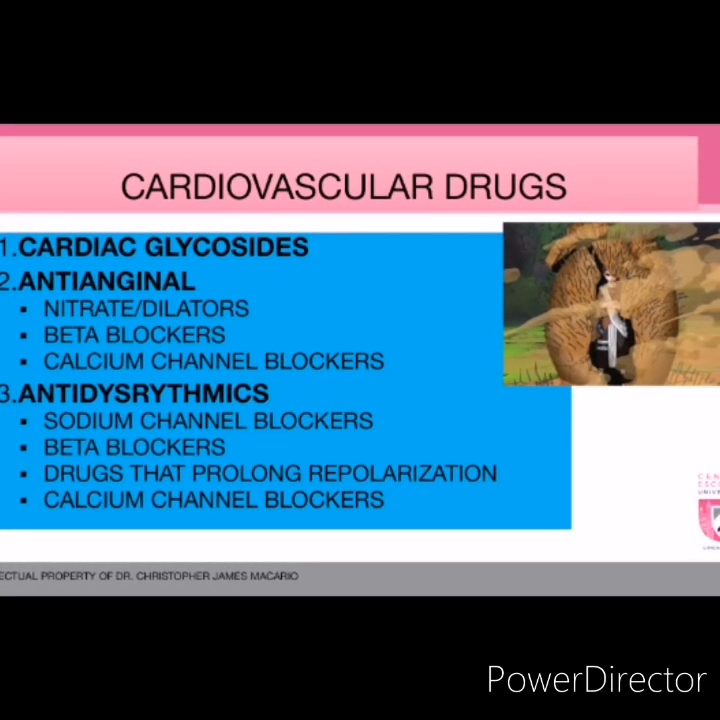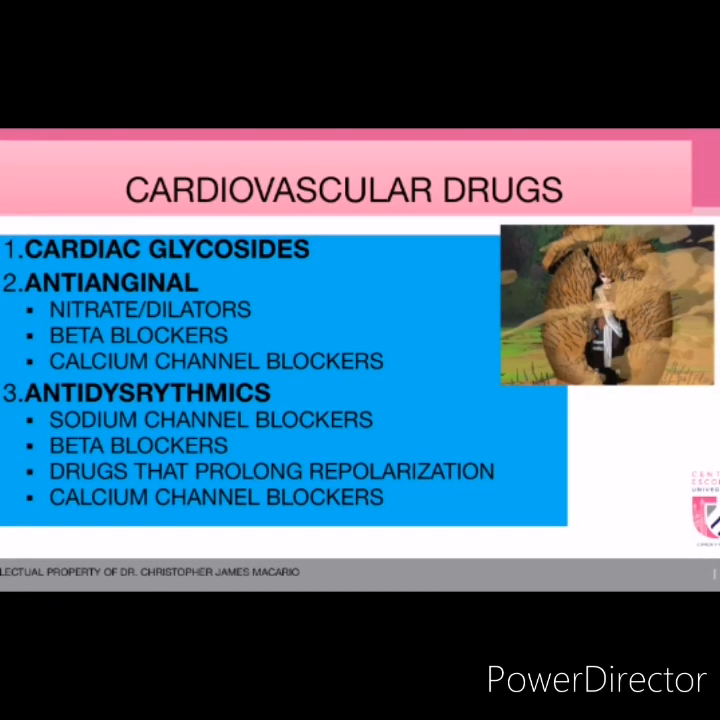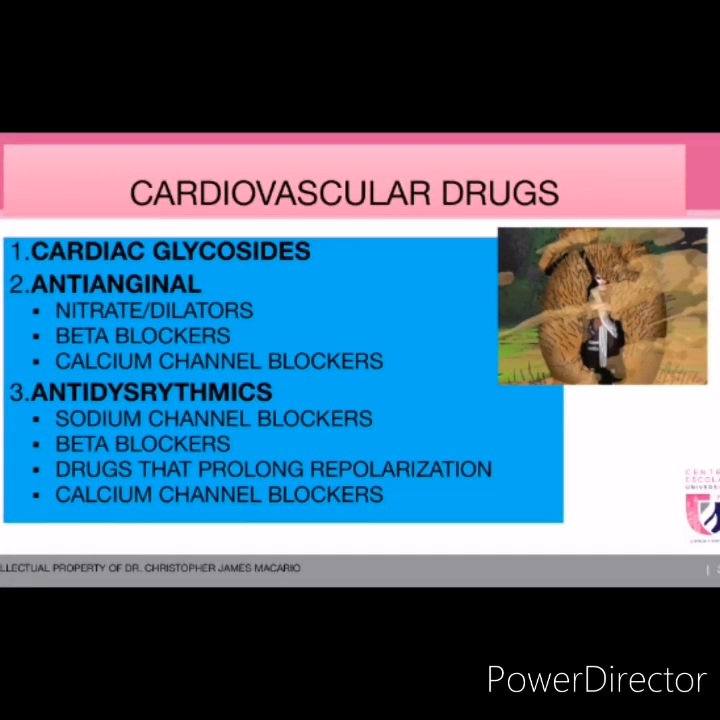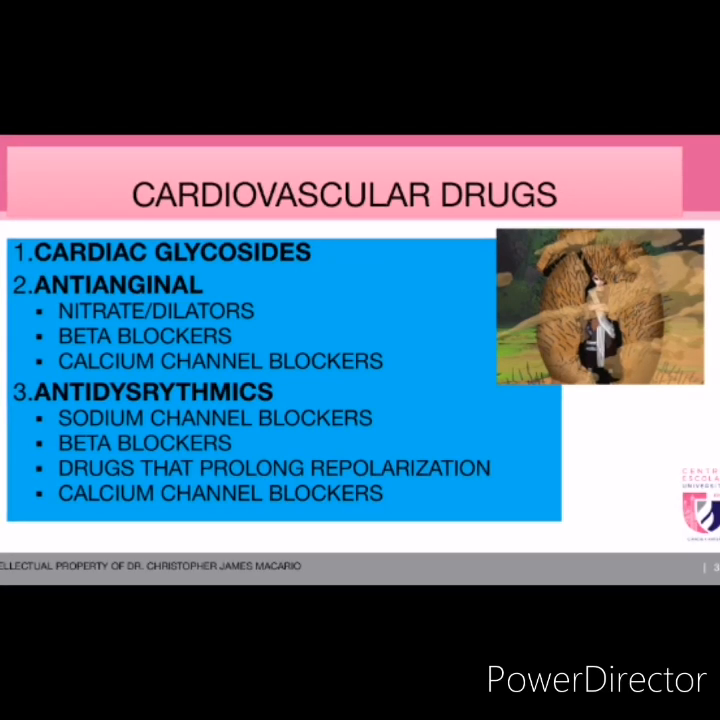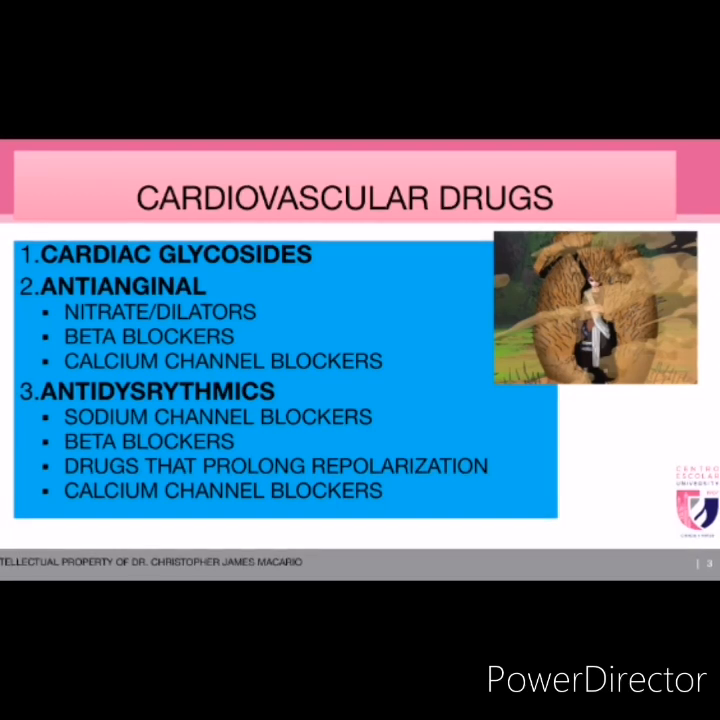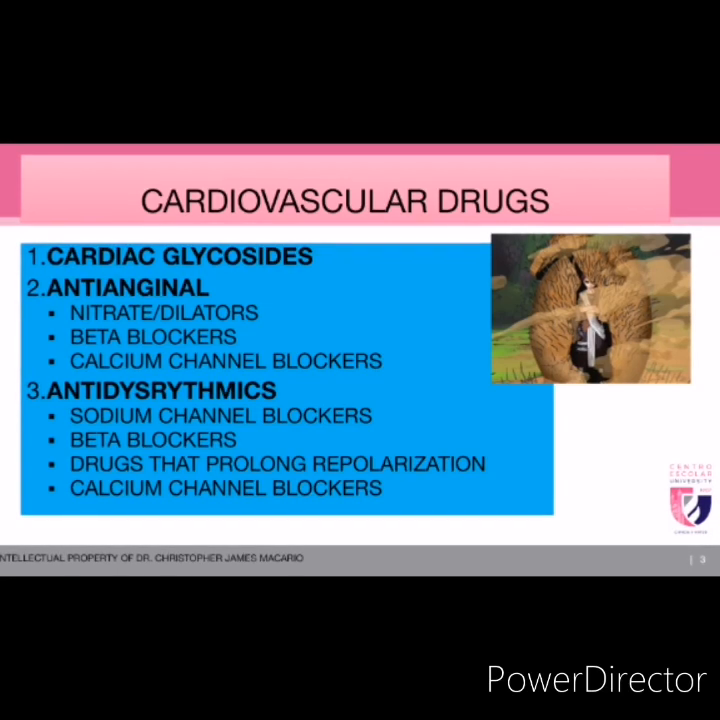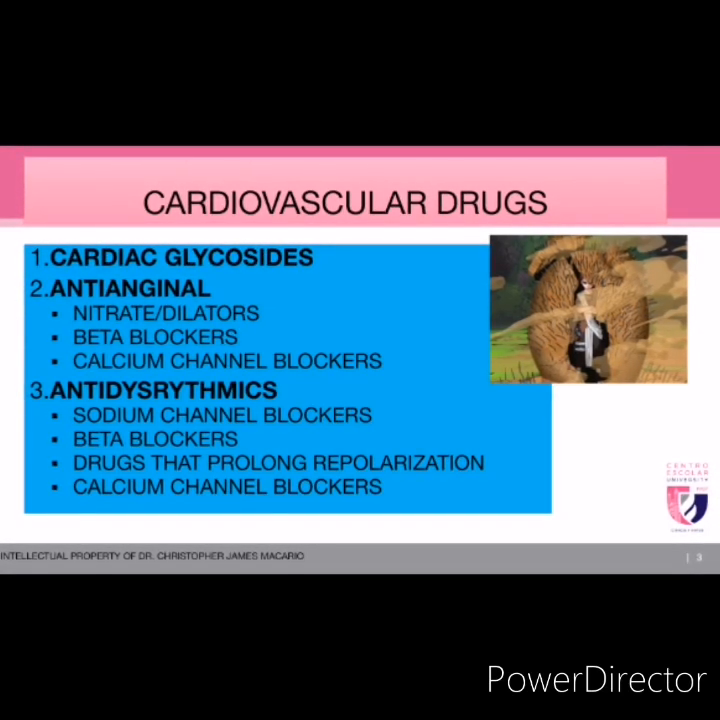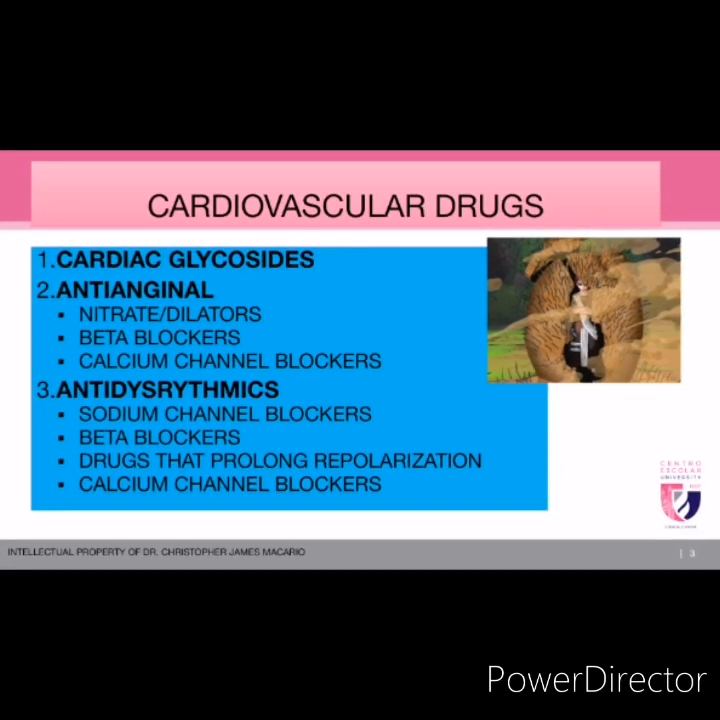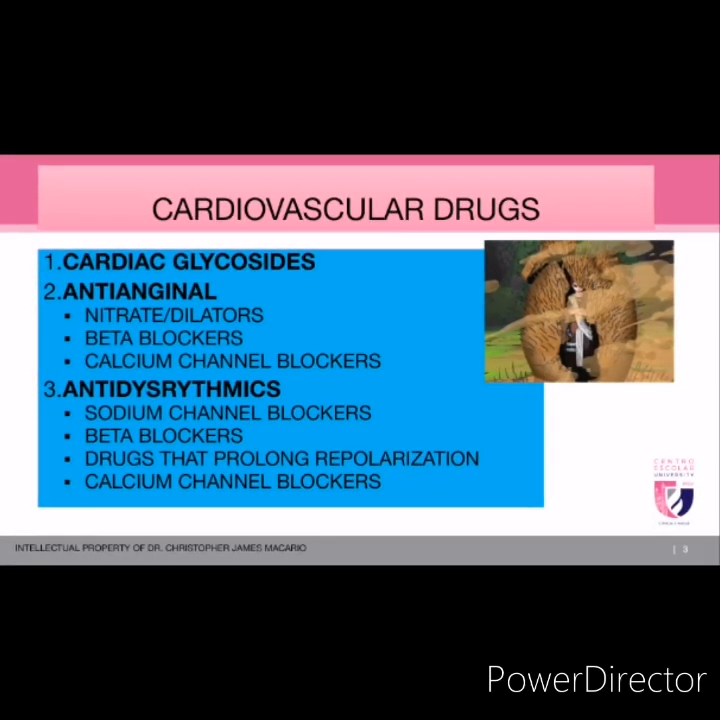Okay, cardiovascular drugs include number one, you have your cardiac glycosides, number two, your anti-anginals, which is subdivided into your dilators, otherwise termed as your nitrates. You have your beta blockers, calcium channel blockers, and number three, you have your antidysrhythmic drugs, which include your sodium channel blockers, beta blockers, drugs that prolong repolarization. Remember, we're talking about muscles. You have your calcium channel blockers.